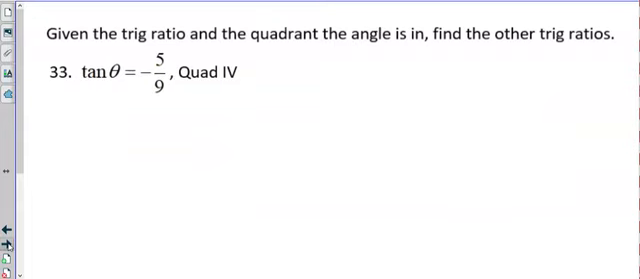Number 33. 33. Yes, that is right. So we are in quadrant 4. So we are going to be down here. And tangent is negative 5/9. So opposite and adjacent. Okay.